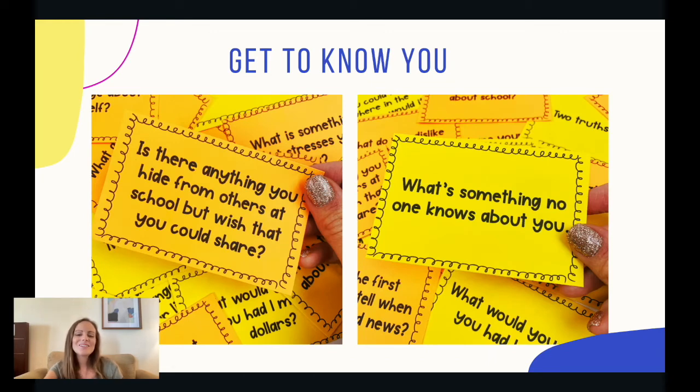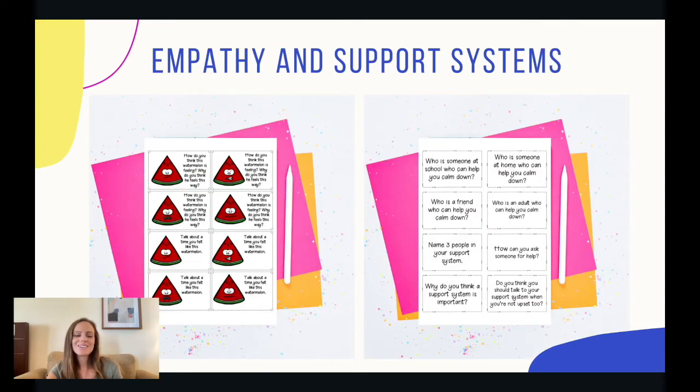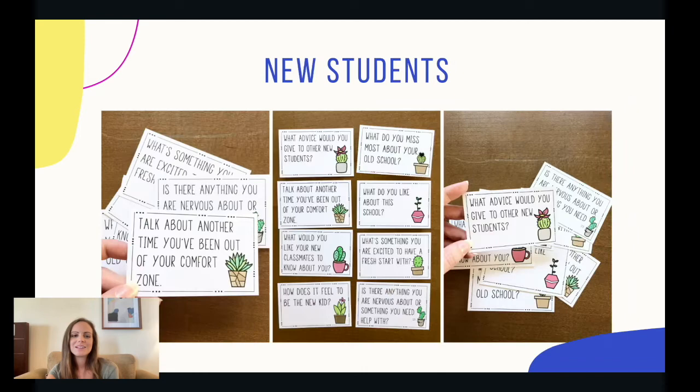First up is get to know you. These are just some fun get to know you cards, like what's something no one else knows about you, or is there anything you hide from others at school but wish that you could share? Then I have cards on empathy and support systems. They're looking at this watermelon and trying to guess the emotions. So being empathetic, how do you think he's feeling and why do you think he feels this way? And then support systems, who's someone in your support system? Why do you think that's important? Who can you ask for help? Who can help you calm down?